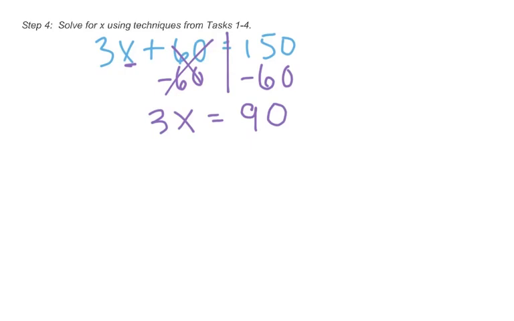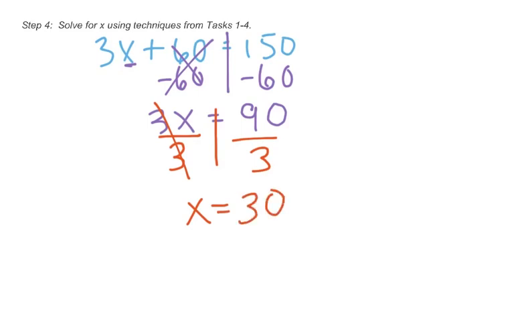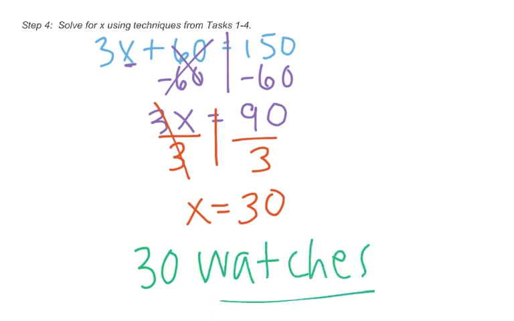And now, how do we undo multiplication that's happening here on the left-hand side? We want to divide, right? So we divide both sides by 3. These 3's cancel. We're left with X equals 30. So remember, back to the original problem, it was talking about number of watches, right? So he must sell 30 watches to make his goal.